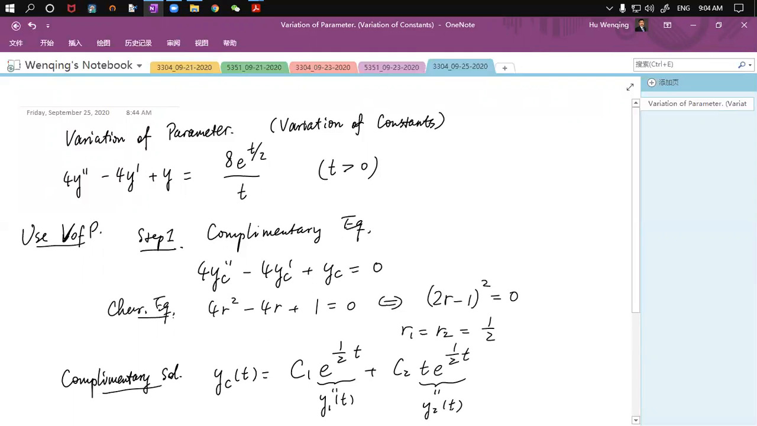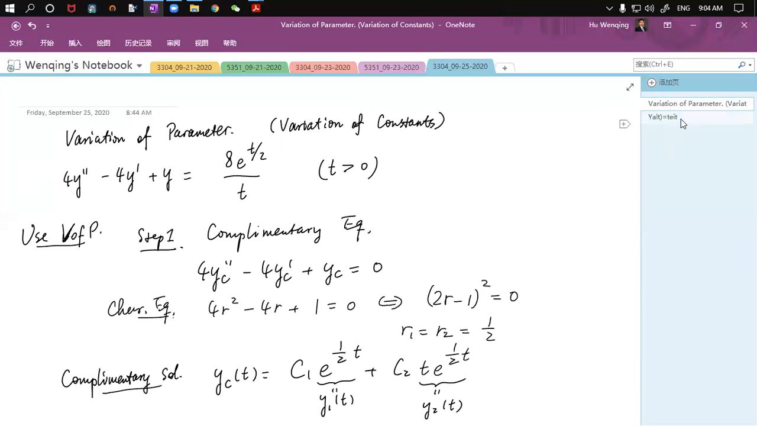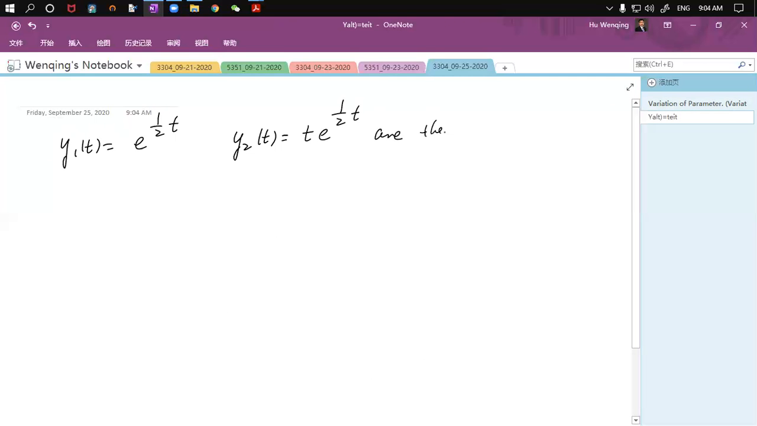As I said, you have to stick to your own choice of y1 and y2. You should never change your y1, y2 during the process of solution. So let's say my choice is y1 of t is e to the power 1/2 of t, and y2 of t is equal to t times e to the power 1/2 of t. These are the two fundamental solutions.